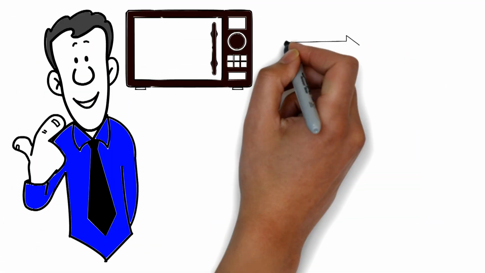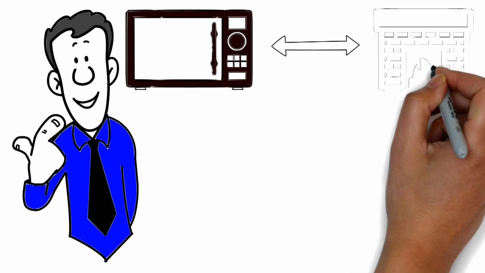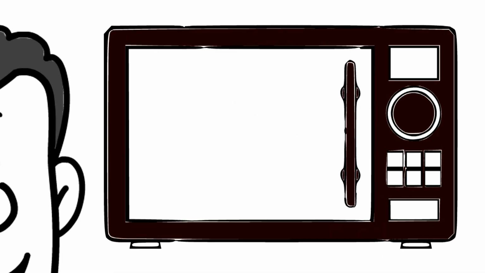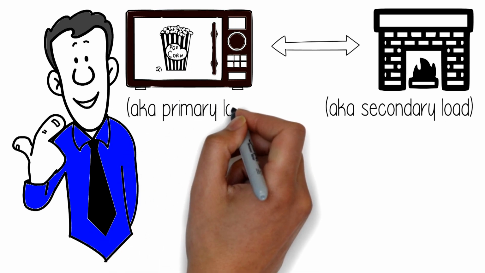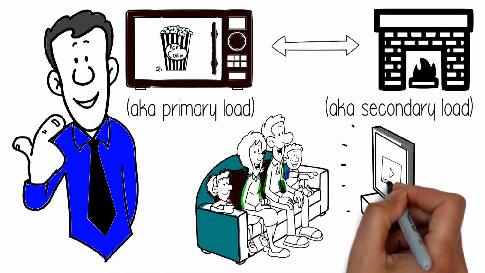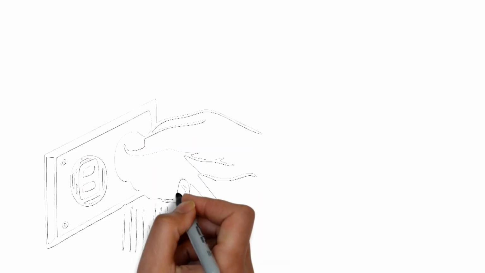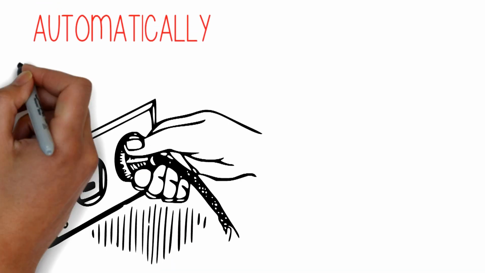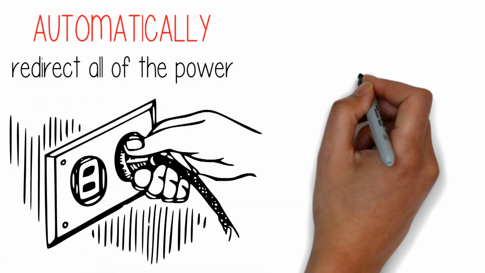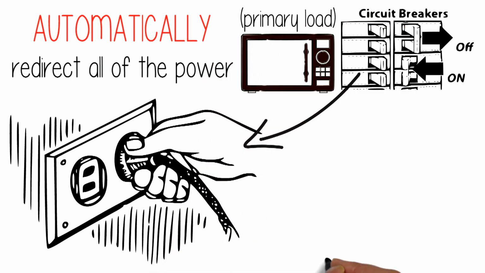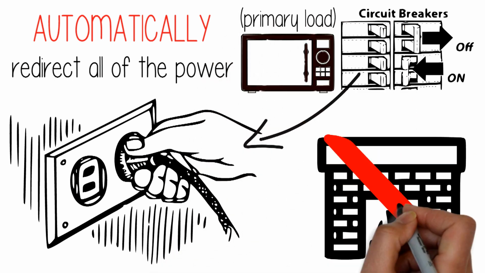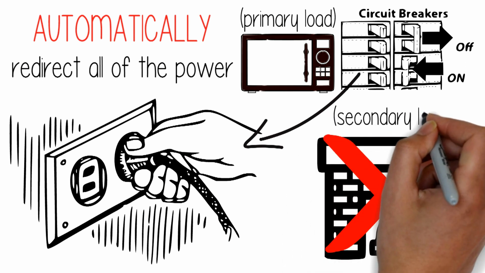For example, you have a microwave and a fireplace, aka secondary load, and you want to put some popcorn in the microwave, aka primary load, but still enjoy a movie while the fireplace is on. The AESS will automatically redirect all of the power available from the circuit breaker to operate the microwave primary load, thus removing power temporarily that was operating the fireplace secondary load.